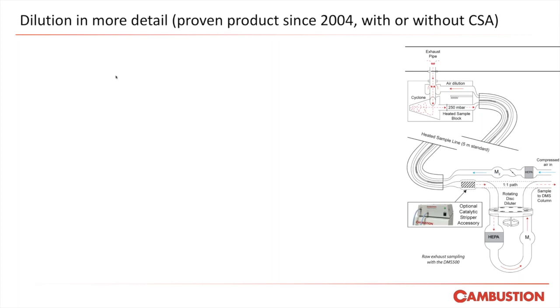Now some details of the dilution system of the DMS500, which has been in place since 2004. All we've done now is add the CSA in. So dilution factor is defined as a diluted sample flow divided by a raw sample flow. Note I talk in terms of dilution factor and not dilution ratio, as dilution ratio can be somewhat confusing and is less easy to correct by.